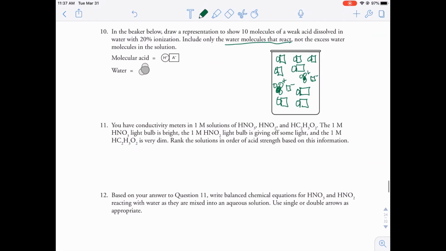You have conductivity meters in 1 molar solution of nitric acid, nitrous acid, and acetic acid. Why was this guy named nitrous? Because that's nitric, or nitrite. Nitrite becomes us. All right, the 1 molar, here I'm going to write these out as we go. We've got nitric, nitrous, and acetic, because that is acetate.